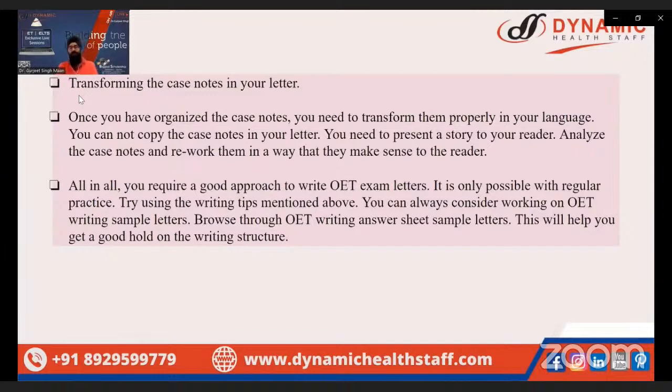So how to develop these things? Just practice, with the tips that I just told you. Practice them again. You should read some of the writing sample letters. Browse through the OET writing sample sheets. It will really help you to get a hold on the writing. So I guess I am very clear about writing.